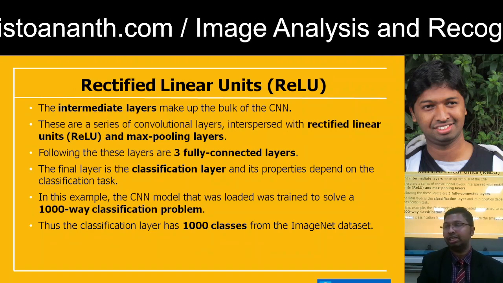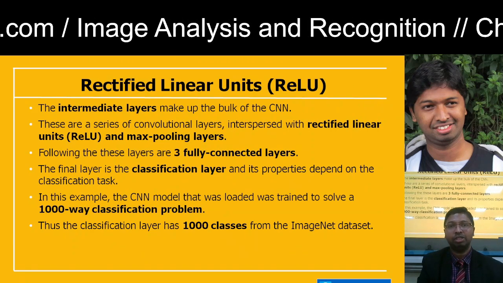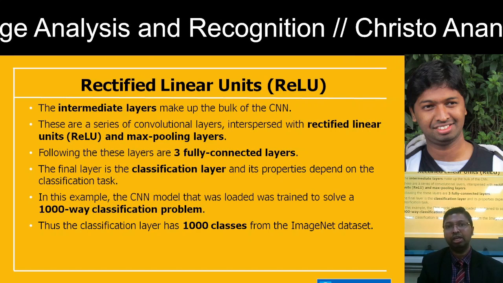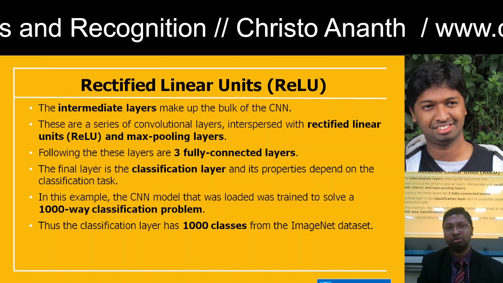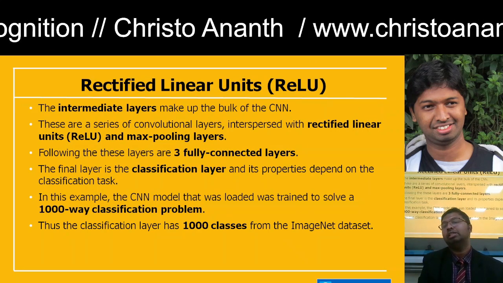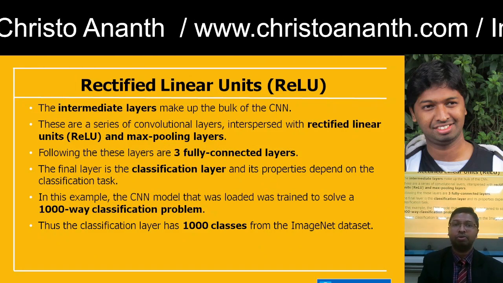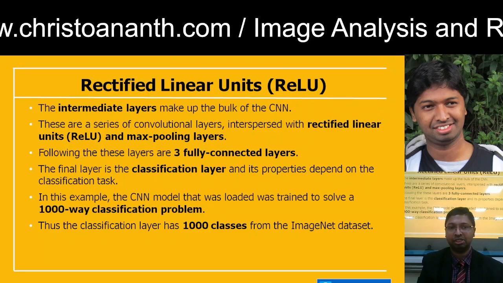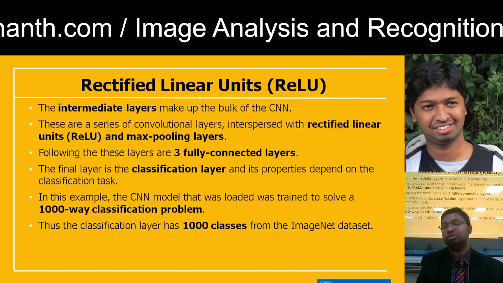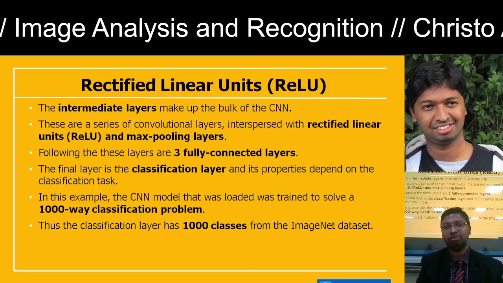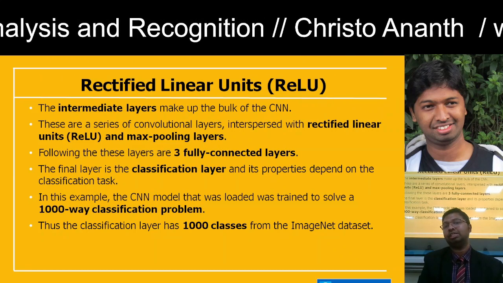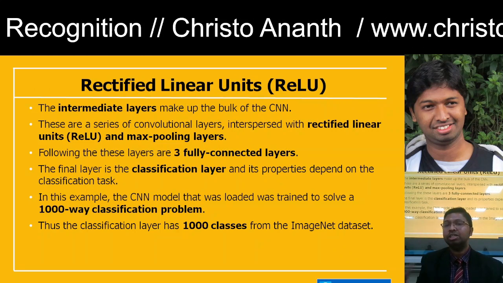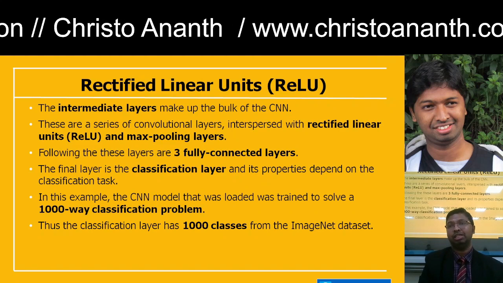So this is what you are going to interact with: the multiple intermediate layers. They are nothing but convolutional layers with rectified linear units, and maximum pooling layers also. Here we will have 3 fully connected layers. The final layer will be the classification layer, depending on the classification task. It was designed to solve a 1000-way classification problem, so the classification layer will have 1000 different classes from this ImageNet data.